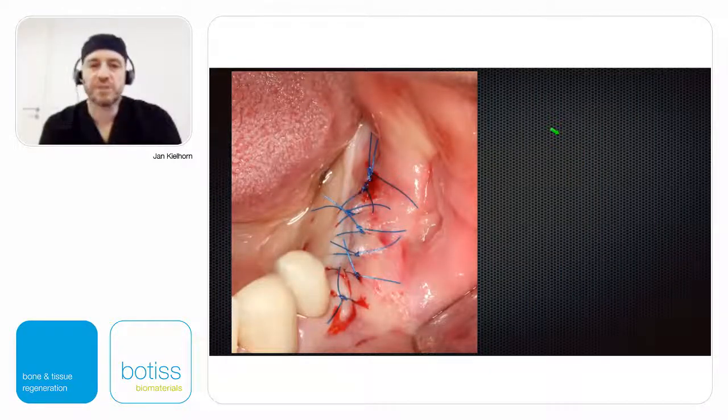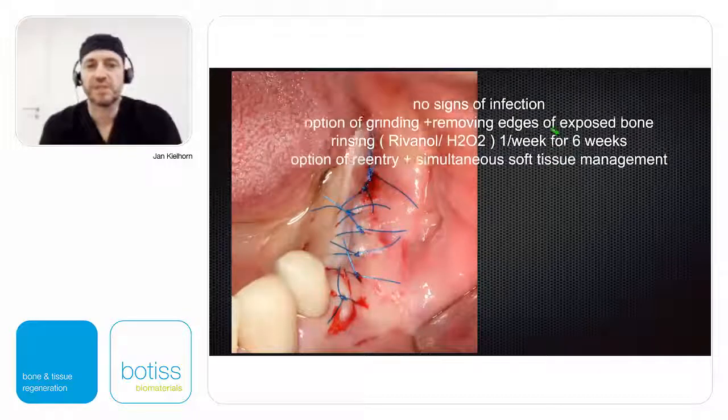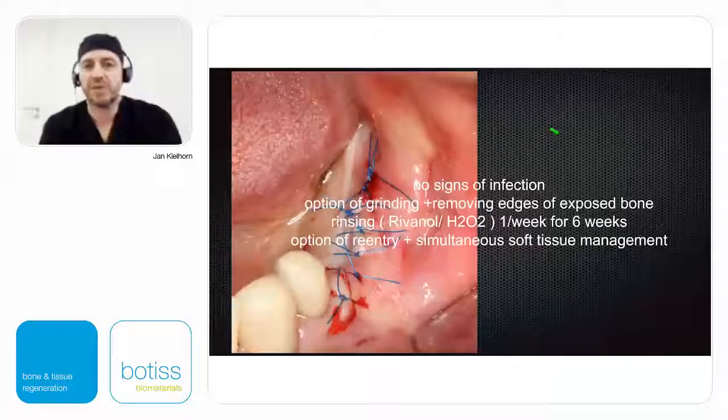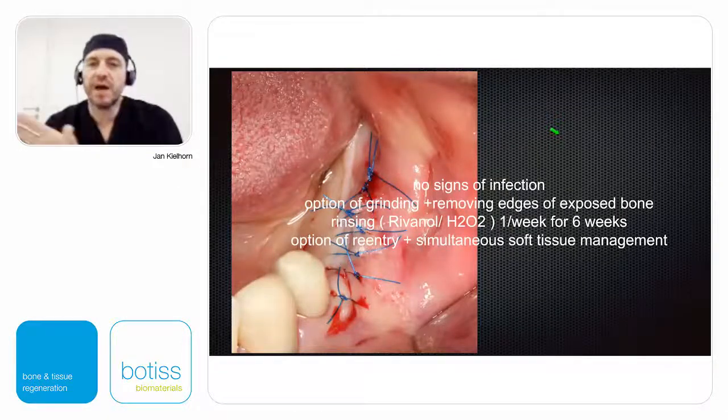So in this case, we're just taking out the piece and then we just did some soft tissue adjustment. And in the case of complications, we will grind and remove sharp edges or take away any kind of sticking out bone. We will rinse that with Rivanol H2O2 mixture once a week for 6 weeks till soft tissue closure. And then, of course, in re-entry, we can still optimize the soft tissue then.